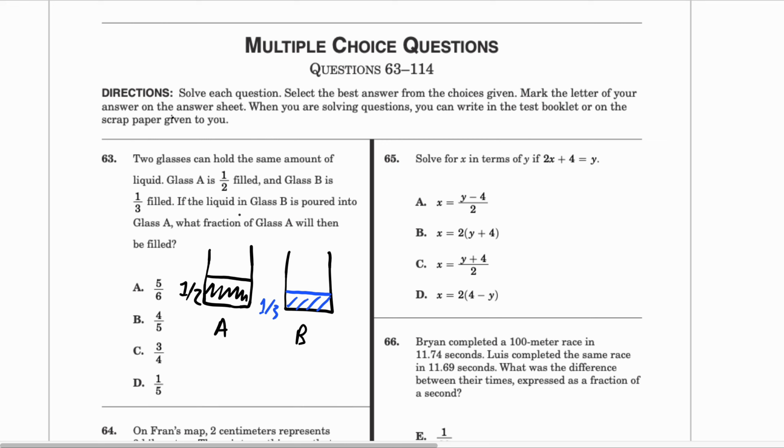And then we're told that the liquid in glass B is poured into glass A. So basically we take this 1/3 of liquid and we add it to the liquid in glass A. So in order to figure out how full glass A is, we simply have to add the fraction 1/2 to the fraction 1/3. And that would just be 3 plus 2 over 6, or 5/6. So that would be A.